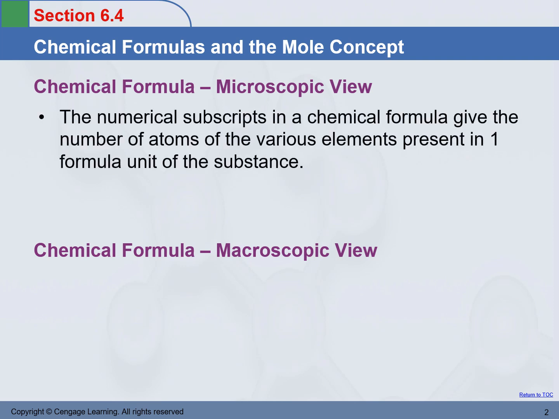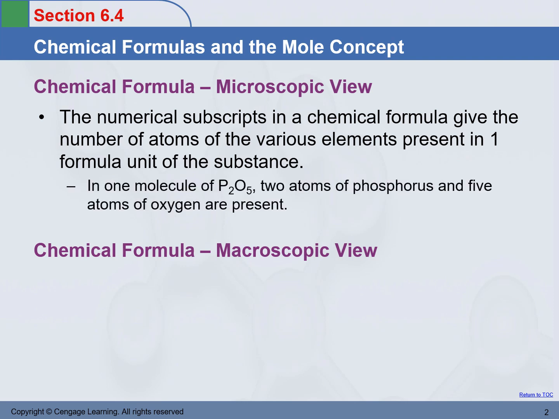Let's look at the first one, the microscopic view. In the microscopic view, the numerical subscripts in the chemical formula tell you the number of atoms of all kinds of elements in one formula unit of the substance. So in this case, you can say in one molecule of diphosphorus pentoxide, P2O5, there are 2 atoms of phosphorus and 5 atoms of oxygen.